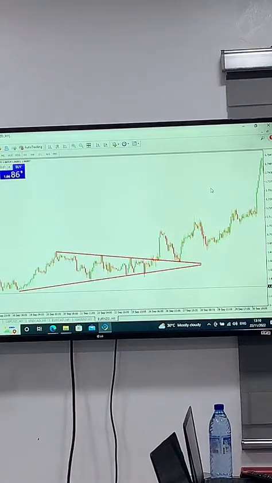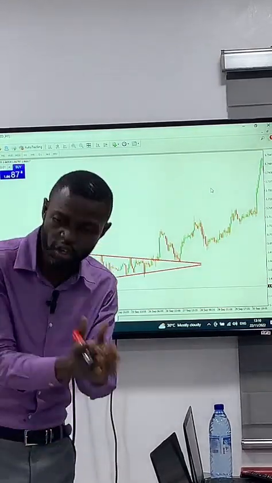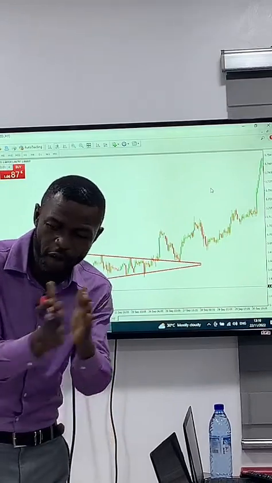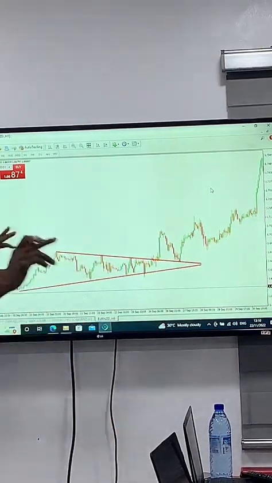Think of it as when you're going on a road and you find a bump, like an obstruction. But after the obstruction, you continue your journey. So that is how these continuation patterns are.